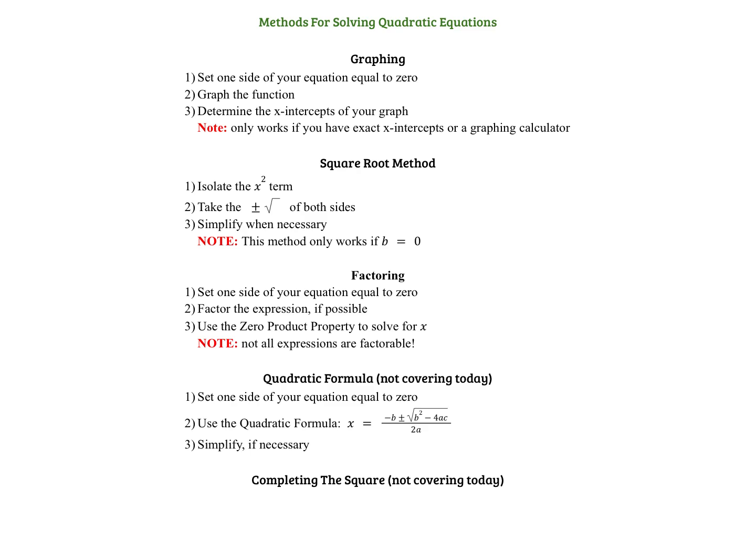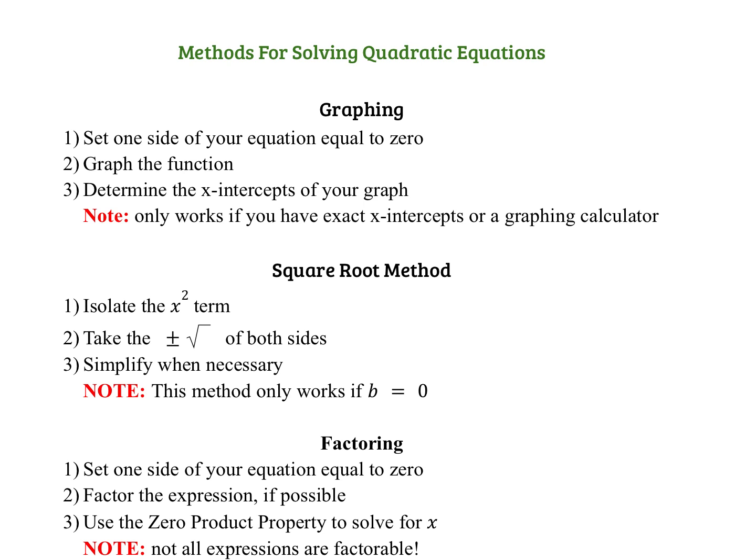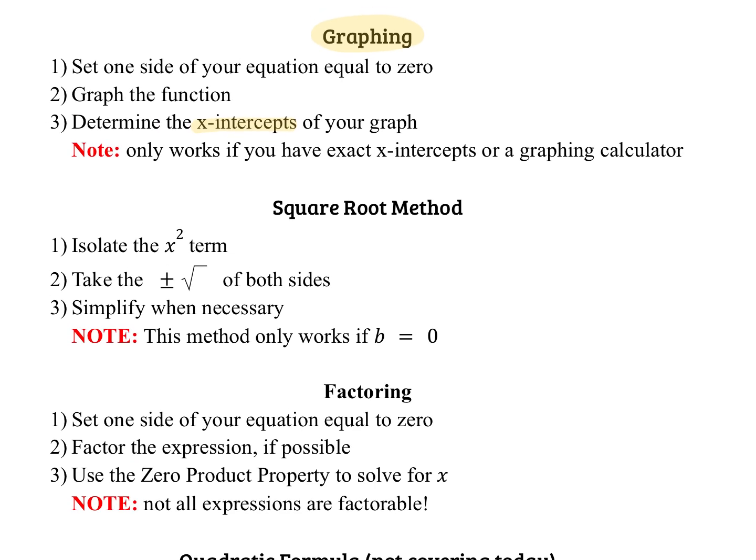So now that we've done our quick factoring review, we're going to talk about some different methods for solving quadratic equations. One method that we're going to talk about today is graphing. For this method, we just want to make sure we set one side of our equation equal to 0, and then we graph our function and we look for the x-intercepts. Those are going to be our answers. I do want to point out that this only works if you have exact x-intercepts, so if you have a pretty nice equation or if you have a graphing calculator. If you don't, that's probably not the method we're going to want to use. And it's rarely the method I would choose to use, but it's still a good one to know.